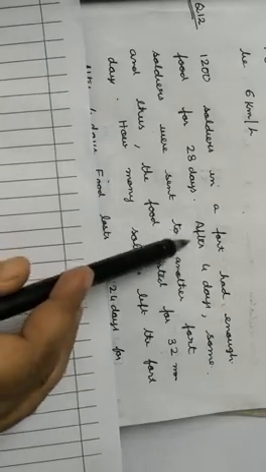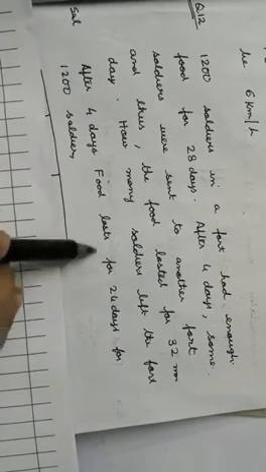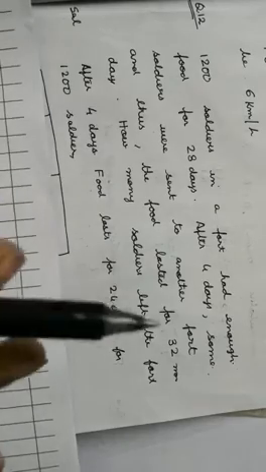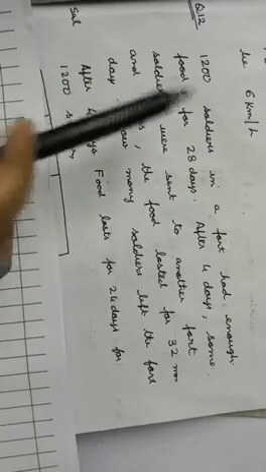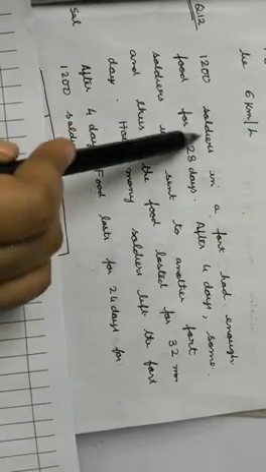Now what is happening for the first 4 days? First 4 days everything remains as it is, because whoever is leaving does so after 4 days. So what is the condition after 4 days? After 4 days, food should last for 24 days for 1200 soldiers, isn't it? 4 days gone, they have eaten the food for the first 4 days. Because already 4 days are gone.